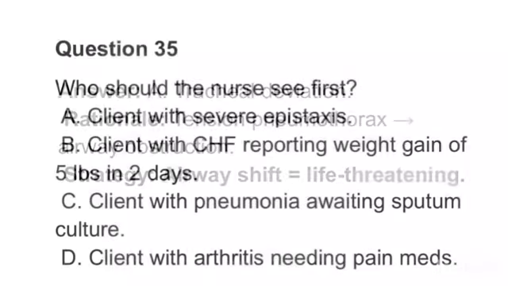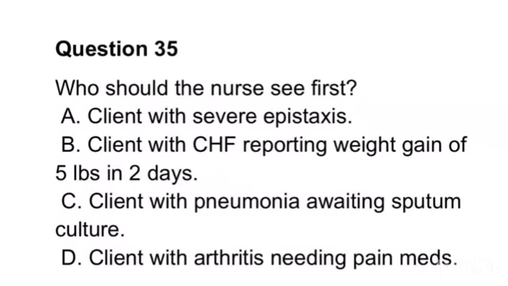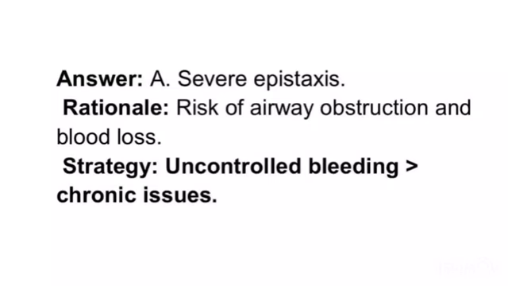Question 35. Who should the nurse see first? A. Client with severe epistaxis. B. Client with CHF reporting weight gain of 5 pounds in 2 days. C. Client with pneumonia awaiting sputum culture. D. Client with arthritis needing pain meds. Answer: A. Severe epistaxis. Rationale: risk of airway obstruction and blood loss. Strategy: uncontrolled bleeding over chronic issues.